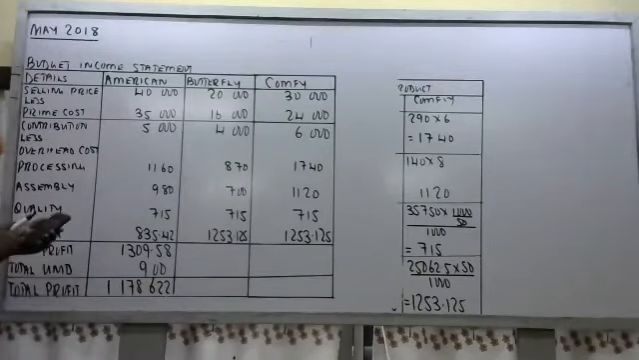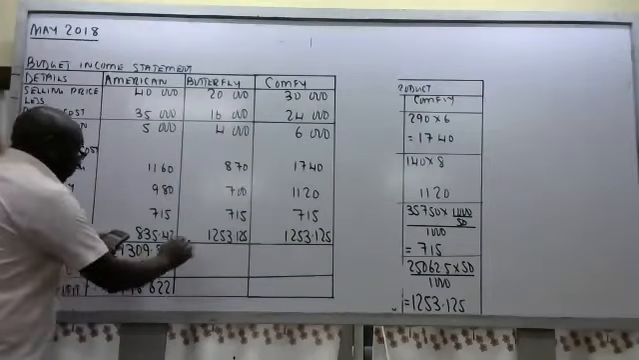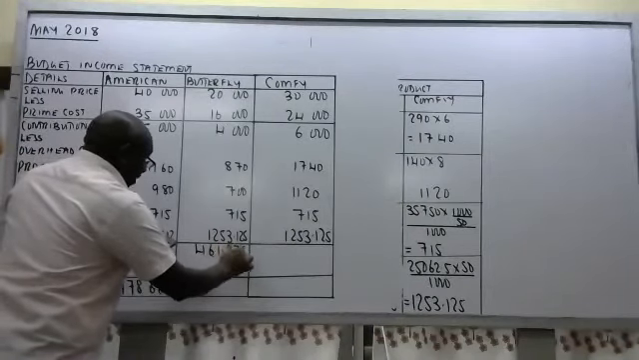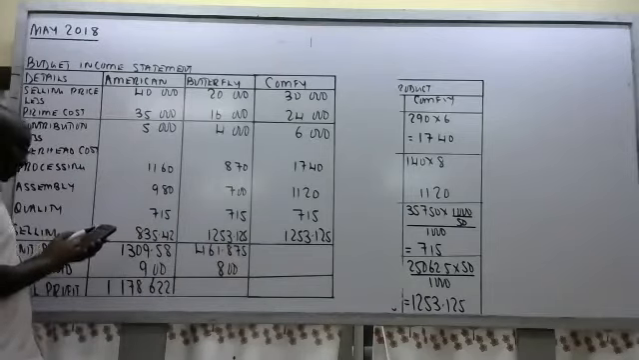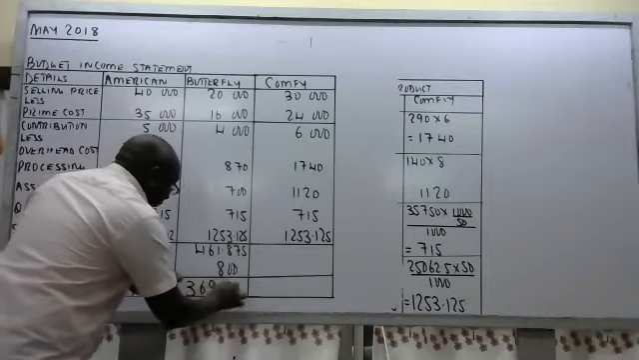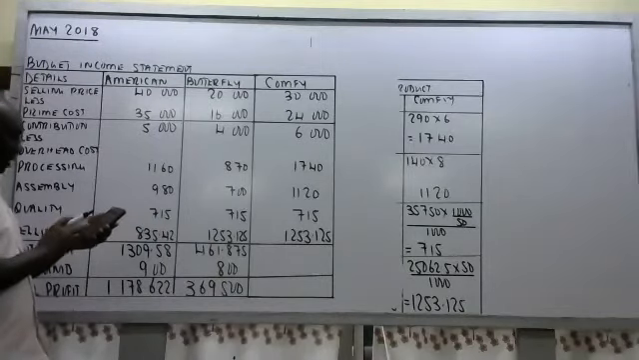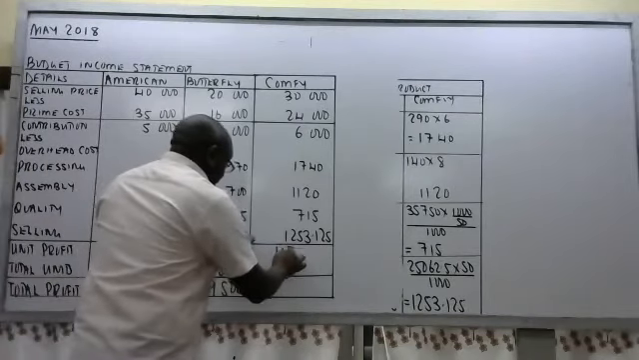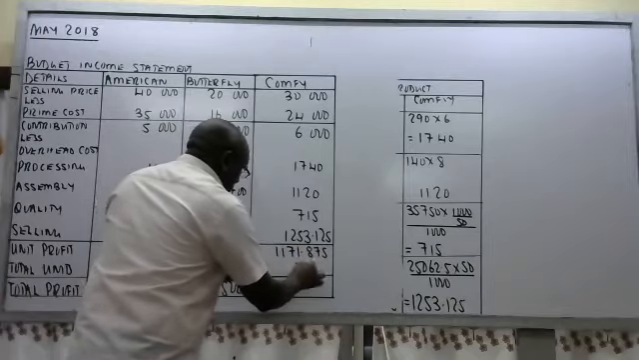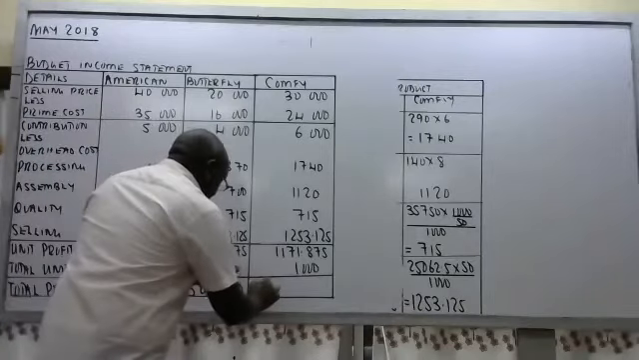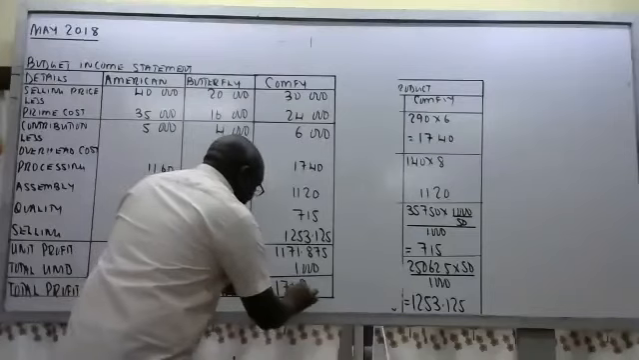If I multiply by 900, I get 1,178,622. Then 4,000 minus 870 minus 700 minus 715 minus 1253.125 is 461.75, times 800 is 369,500. Then 6,000 minus 1740, 1120, minus 715, minus 1253.125 is 1171.875, times 1,000. This is 1,171,875.